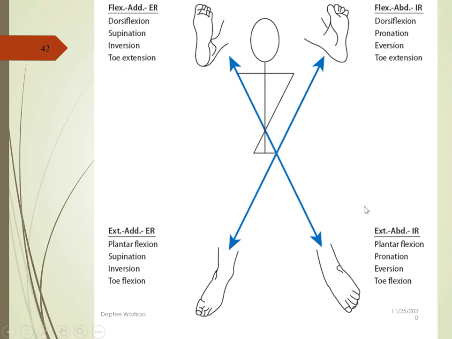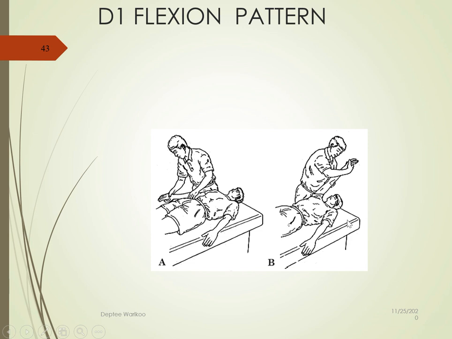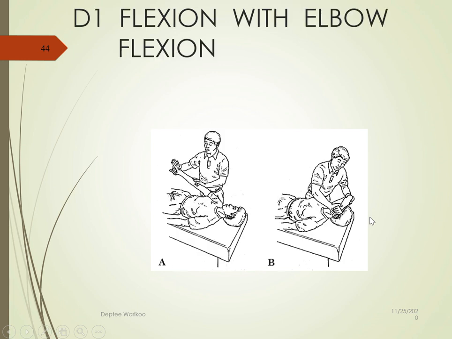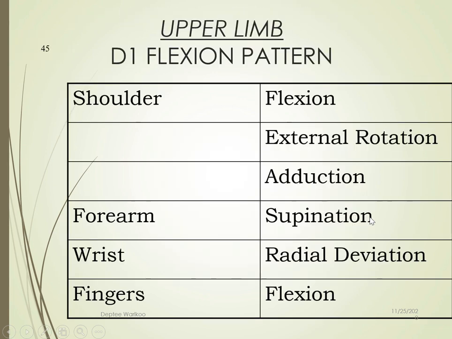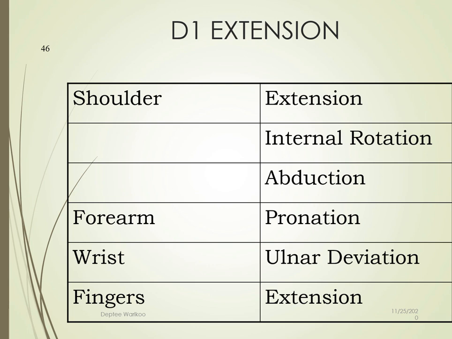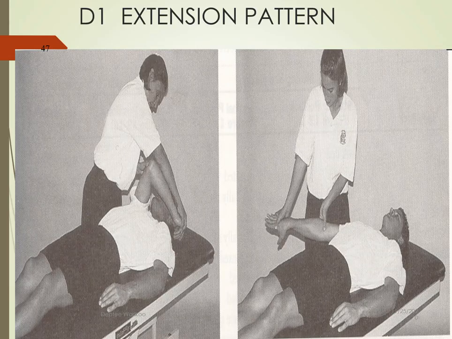Now after these diagonal patterns, again same thing. This is the D1 flexion. See, we are starting here and ending in D1 flexion. Elbow could be neutral. So summing up, I am showing you D1 flexion has shoulder in flexion, external rotation and adduction, wrist in radial deviation, fingers in flexion. D1 extension has shoulder in extension, internal rotation, abduction, wrist in ulnar deviation and fingers in extension.